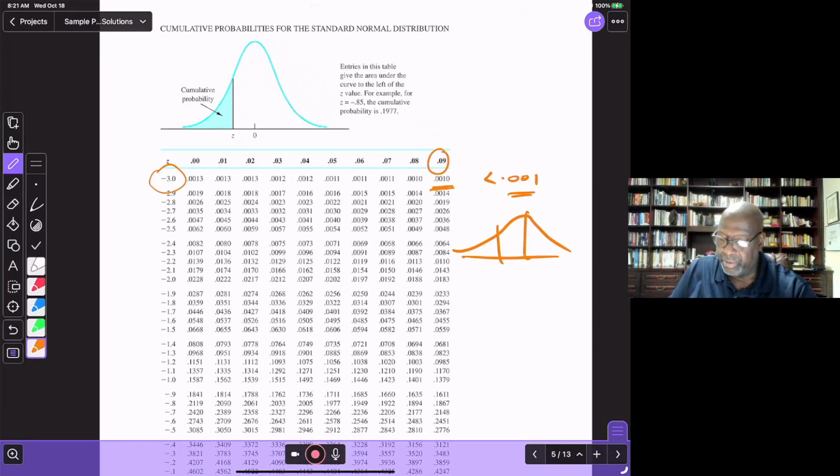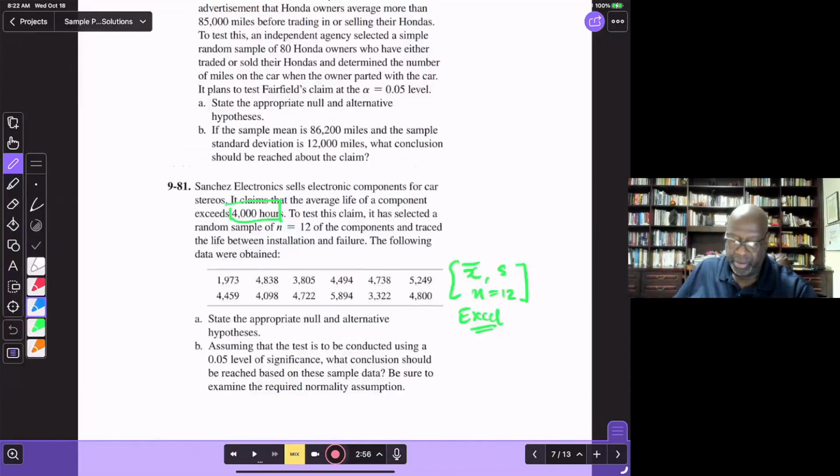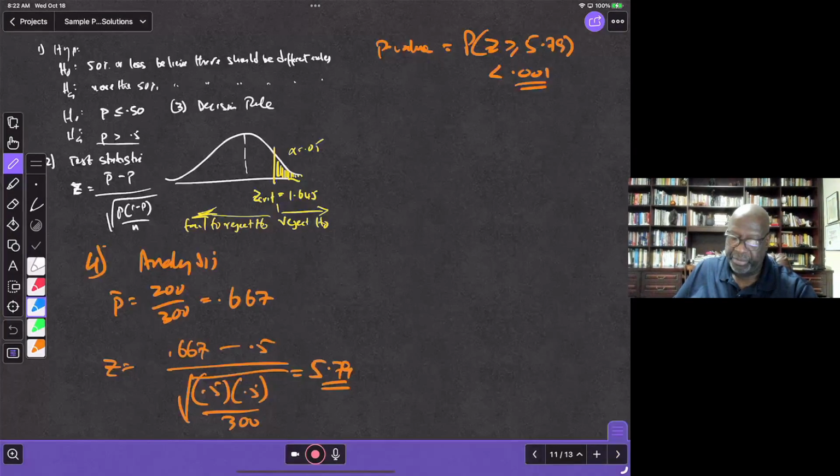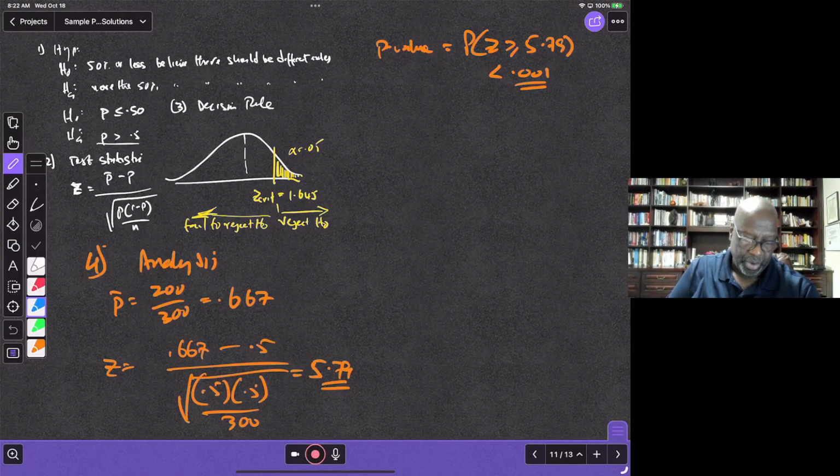If this is negative 3.09, then this area is 0.001. So where does negative 5.79 fit? It's deeper into the tail. So this would be the area to the left of negative 5.79. So it is smaller than 0.001. Cool. So let's finish this off. Our p-value is less than 0.001.